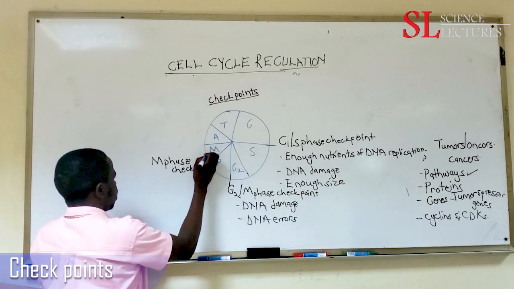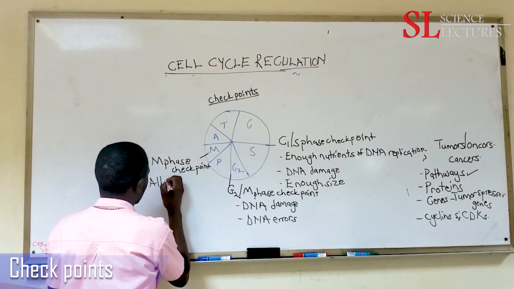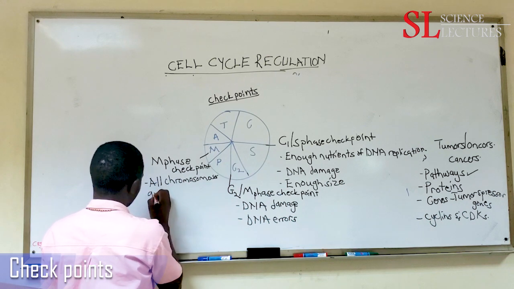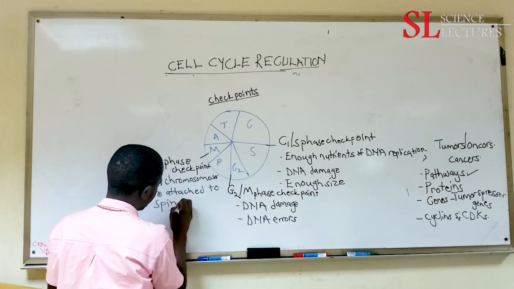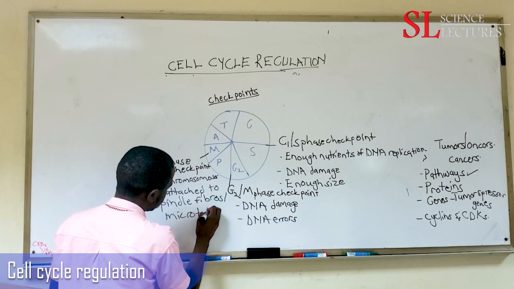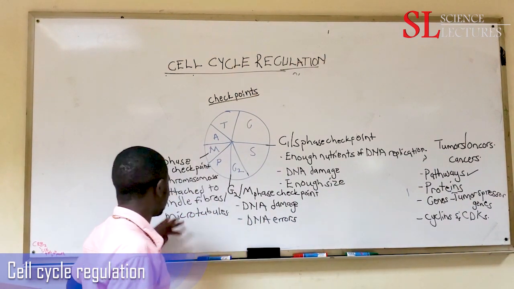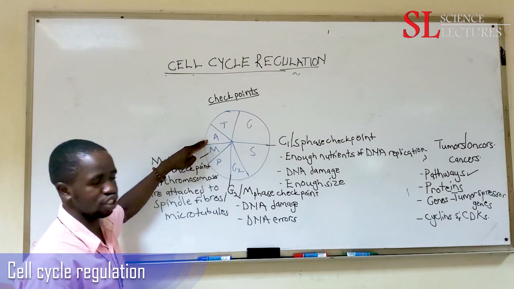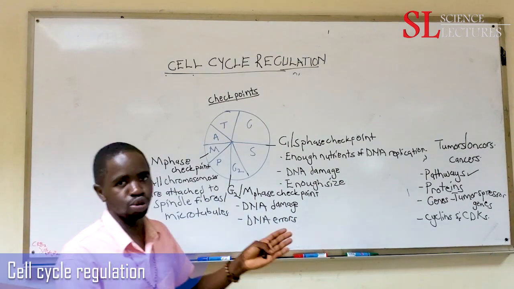The importance of this checkpoint is to make sure that all chromosomes are attached to spindle fibers, or what they usually call microtubules. Remember, in metaphase the chromosomes align themselves at the equatorial region. On top of that, the kinetochores of the chromosomes attach themselves to the polar microtubules. So the essence of this checkpoint is to make sure that all chromosomes are attached to the spindle fibers or microtubules for even distribution of our DNA.